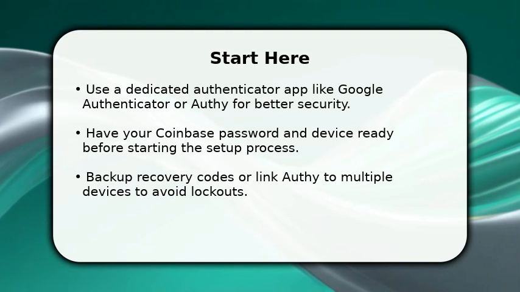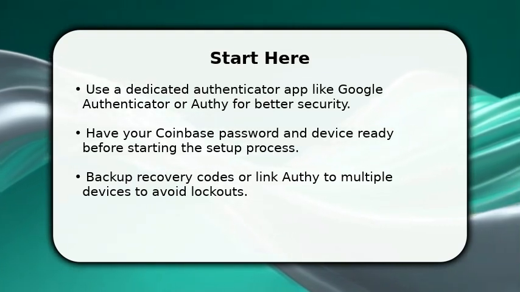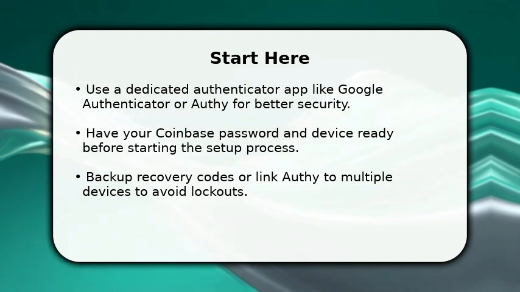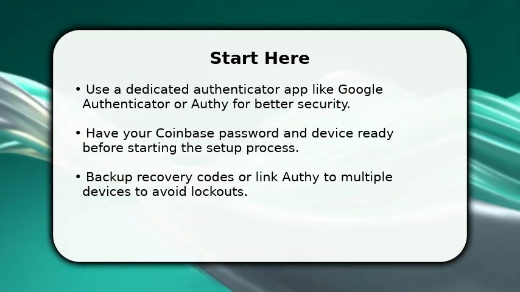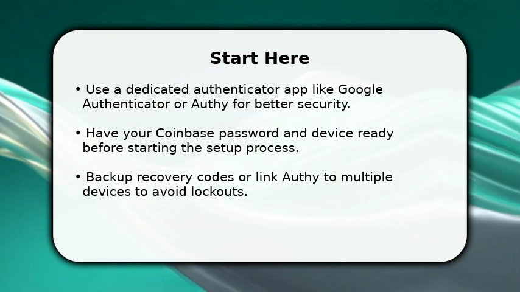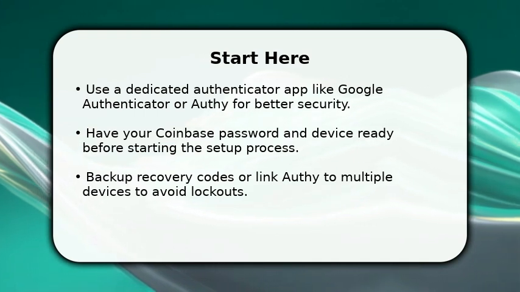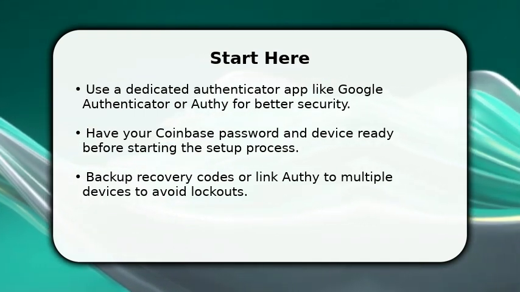In this video, I will show how to set up Authenticator for Coinbase. Open the Coinbase app and sign in, then go to Settings, tap Security, and select Two-Factor Authentication to begin. Choose Authenticator app when prompted, scan the QR code with your Authenticator, and enter the 6-digit code to confirm.